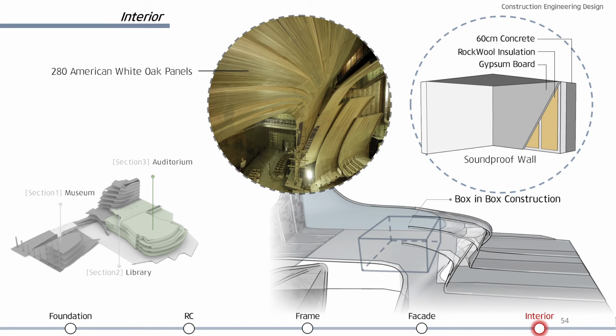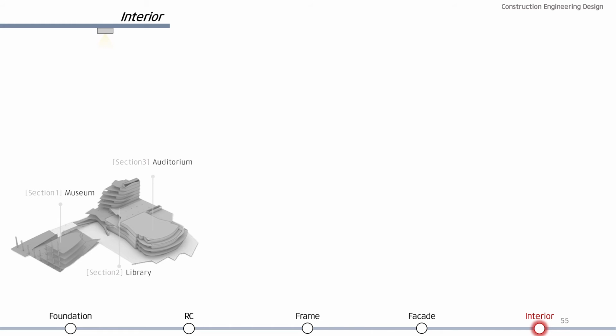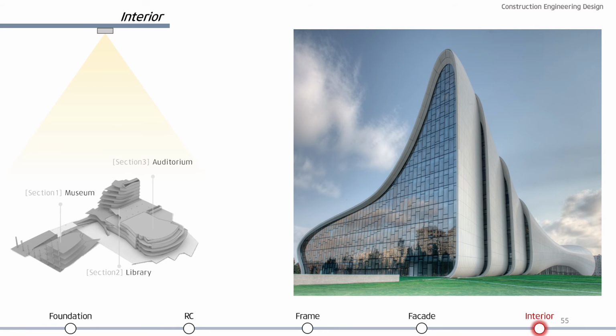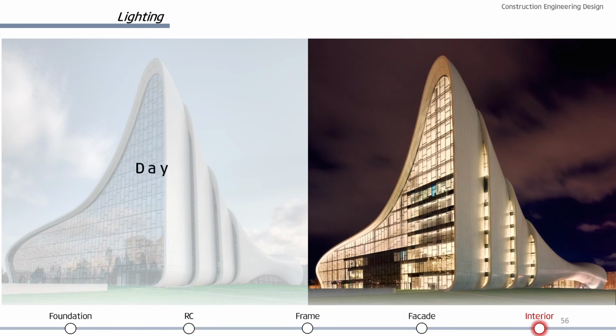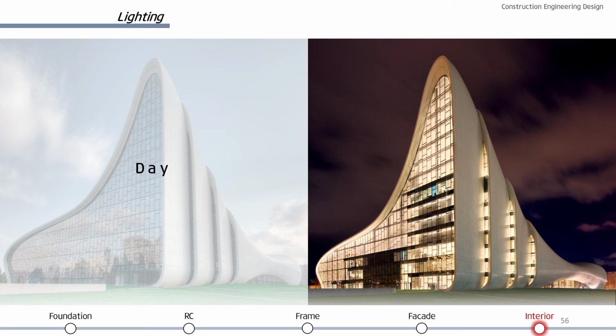Lastly, let's look at the interior lighting design of the Heydar Aliyev Center. During the day, a giant glass curtain wall allows sunlight to fill the interior, providing all the lighting that it needs throughout the building. At night, self-lighting is required through the use of LED luminaires.